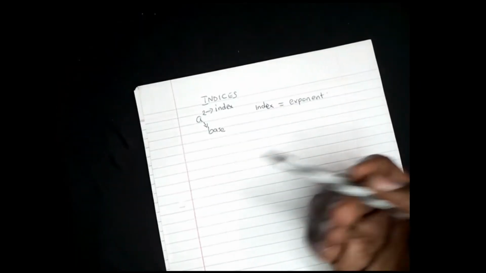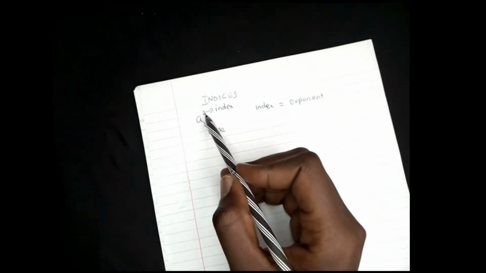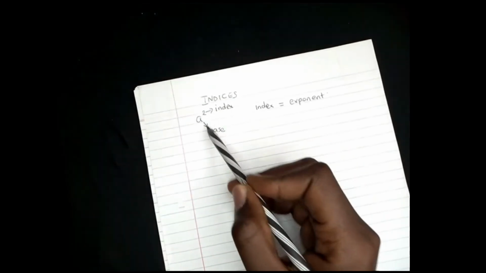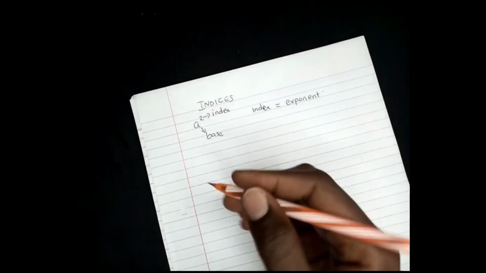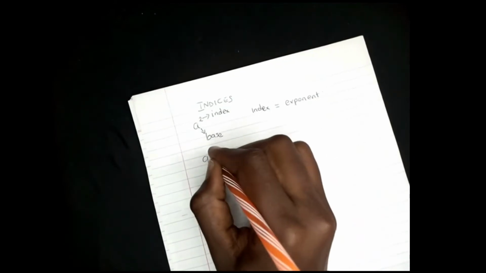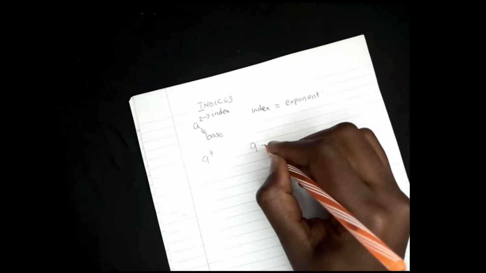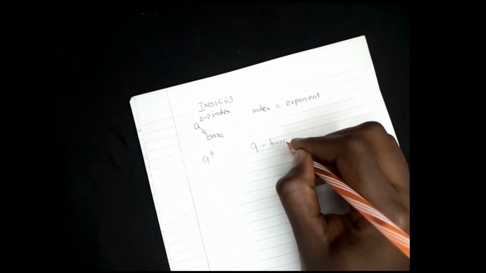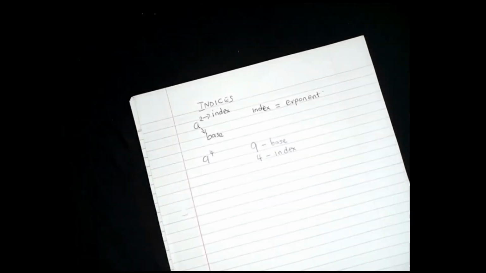So an index is the power to which a number has been raised. So if here given number, say a, is to the second power, the 2 becomes our index and our a becomes the base. And if we are to take a real number, for example 9 to power 4, 9 is our base number and 4 is our index number.